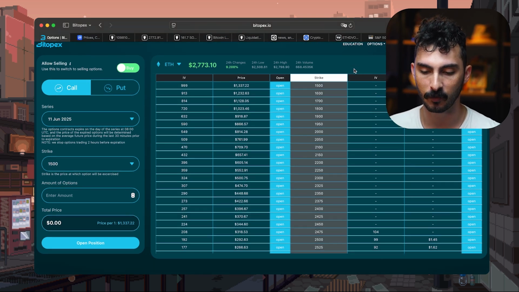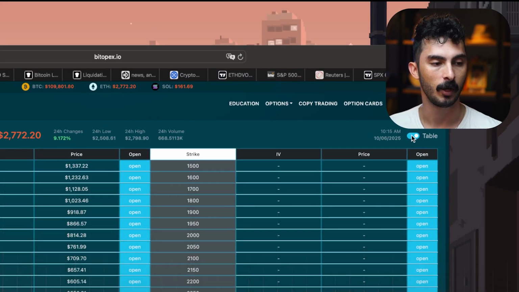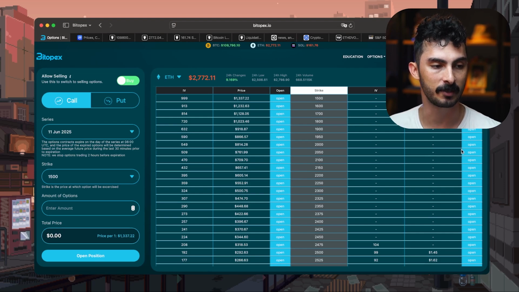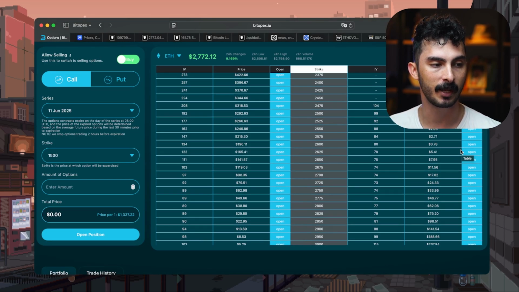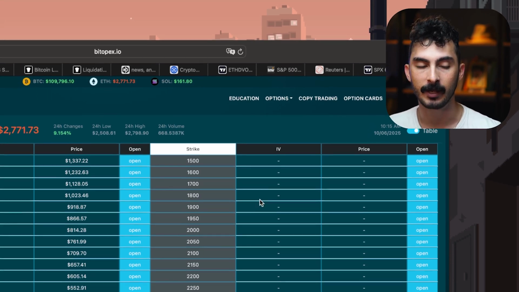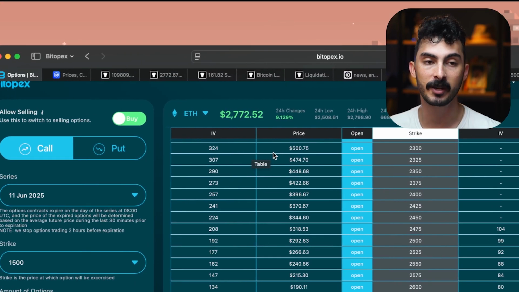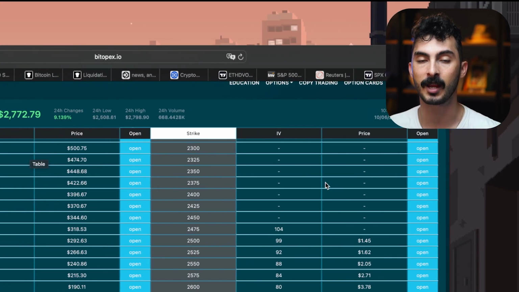So what you're going to do, first thing first, you're going to toggle the table, which is behind my camera, but you can see it right here. There you go. You're going to toggle the table right here. Bam. And you're going to see all these prices. And now what you have to keep in mind is that prices that don't have a number right here are because they are too far out of the money or too far in the money. Okay. In this case it is out of the money because these are puts. And on this side right here, these are calls. And on the other side, these are puts.